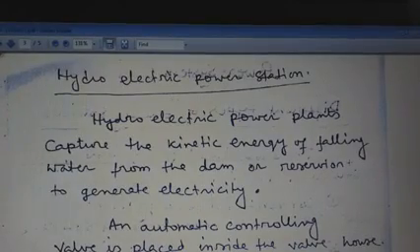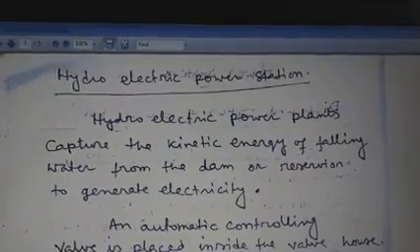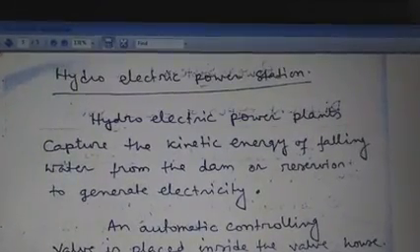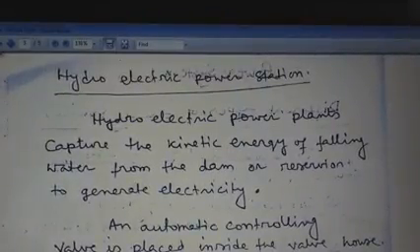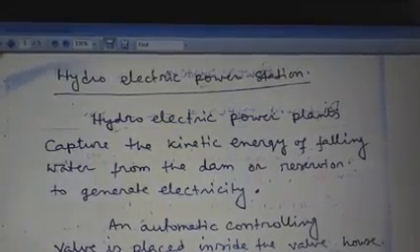An automatic connected valve is placed inside the valve house, and it always controls the water flow of the power station. And we already know that the water is the main input of this type of power plant. So the valve also controls the power generation as per the requirement of the consumers.